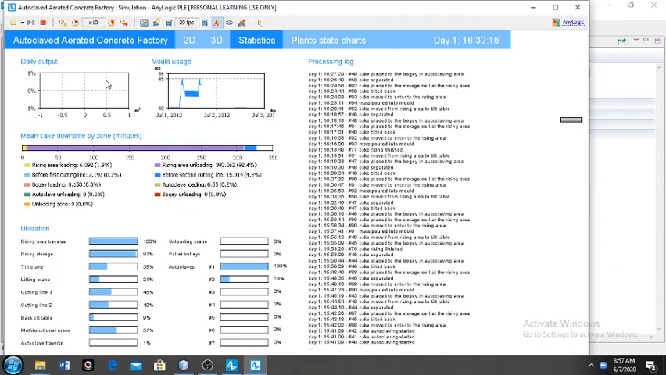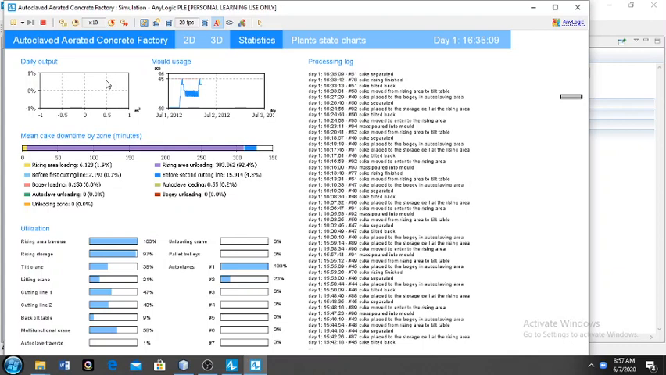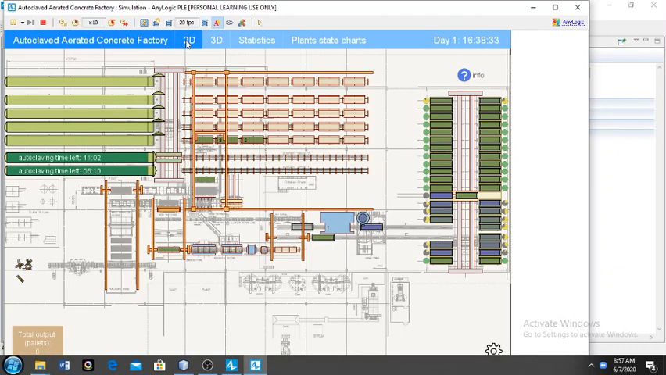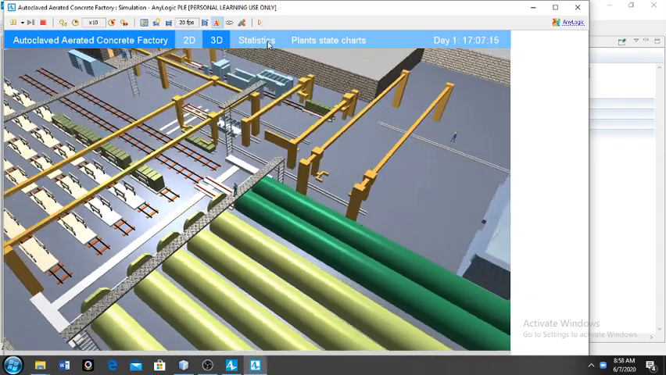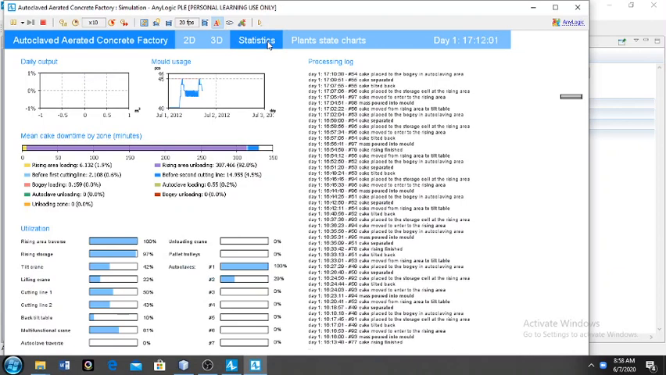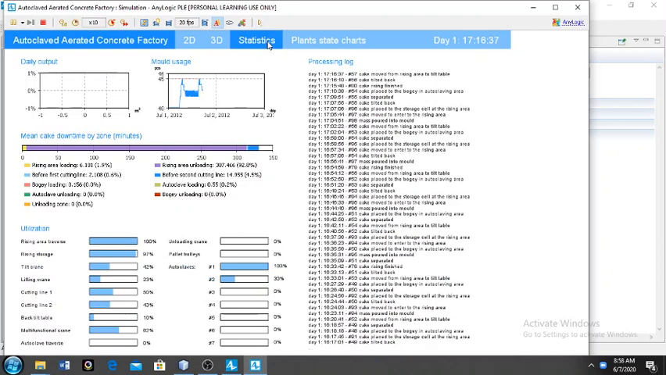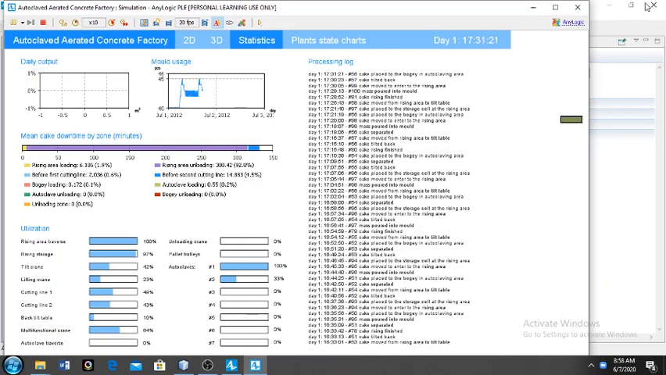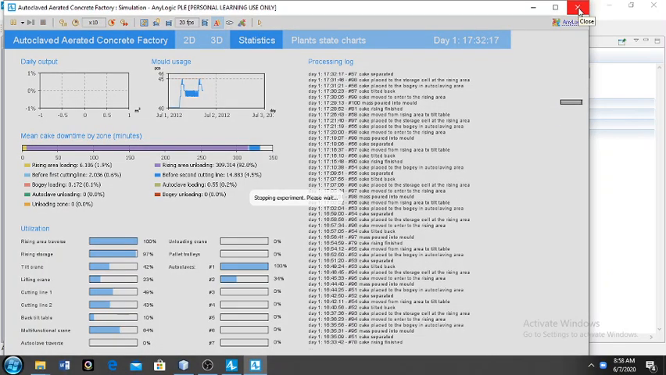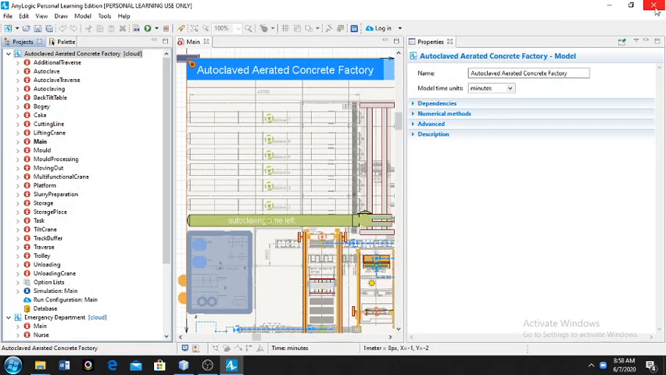What you guys should understand is that you can see your simulation model in two dimensions, 2D. Here also you can see the autoclaving time left. You can see it in three dimensions. And what we are looking for are the statistics. With these statistics, you are going to have the idea if it is worth it. This is just an example. So let's stop the experiment.